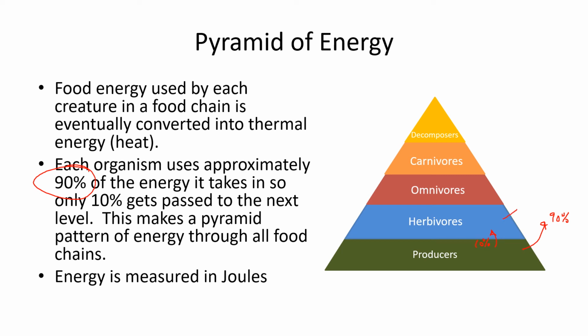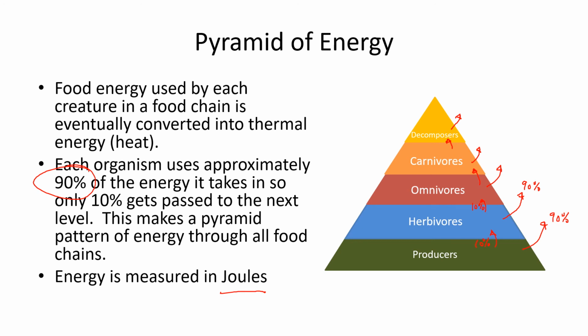And then the herbivores will use up about 90% of that energy. And only 10% gets passed on to the next level, and so forth. Each organism uses up a massive quantity, the majority of the energy that they ingest, and only a small amount gets passed on to the next level. So that is always going to decrease, and you're always going to get that nice pyramid pattern. And you can make rough estimates as to how much energy is available for each level, just based on starting quantities. Energy, if you're unaware, is measured in a unit called joules.